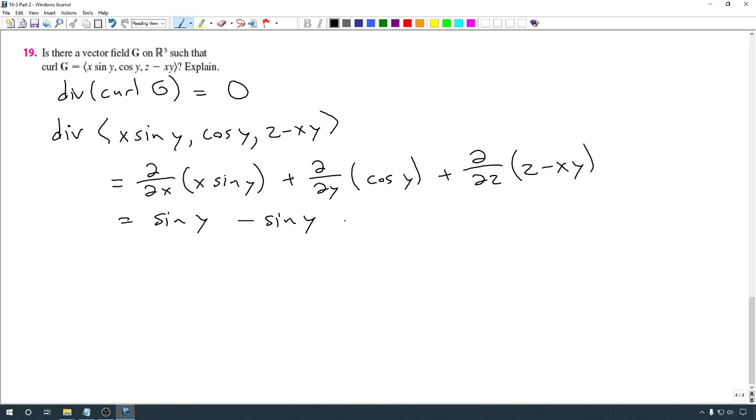That kind of looks nice already. But then we have the derivative of z − xy with respect to z, which is a 1. The signs actually do cancel each other out, but the 1 stays. So it came so close to everything canceling, but we did get 1 instead of 0. Therefore, there cannot be a G where the curl of G is equal to this. There's just no way of doing that. It's just flat out impossible.